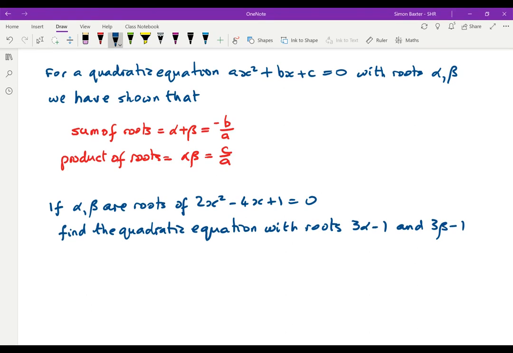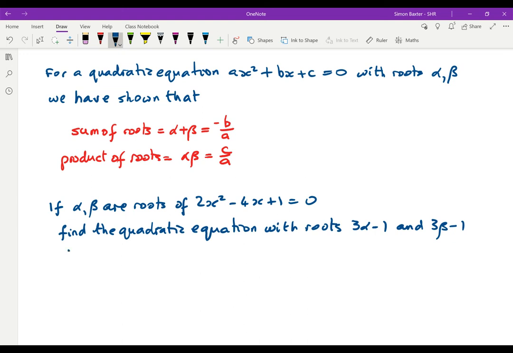Now let's have a look at another type of problem you're expected to be able to handle. I've reminded you at the top of the page that if we have ax squared plus bx plus c equals 0 with roots alpha and beta, sum of the roots is minus b over a, product of the roots is c over a. Okay, let's have a look at the problem below. If alpha and beta are the roots of 2x squared minus 4x plus 1 equals 0, find the quadratic equation with roots 3 alpha minus 1 and 3 beta minus 1.